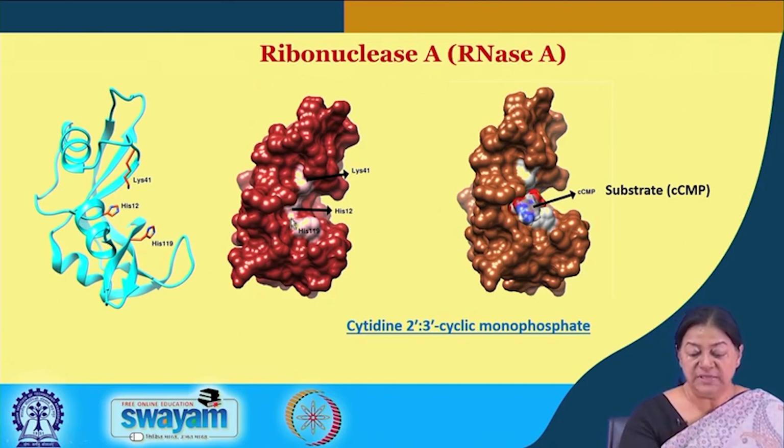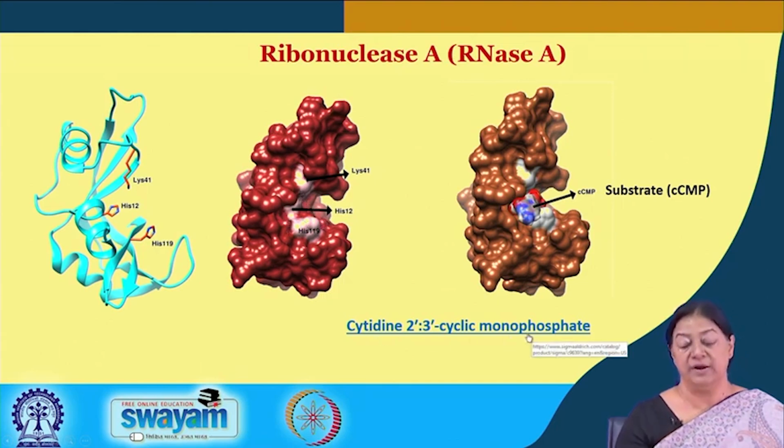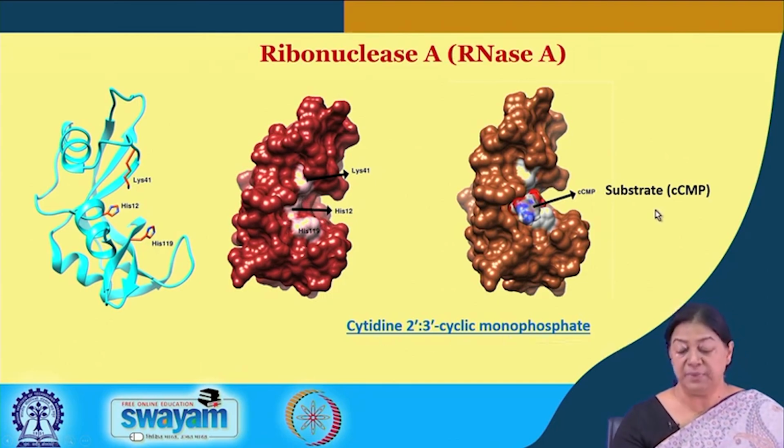So, if we look at the basic pocket where the substrate is going to bind, this is a specific substrate of RNase A. We call it CCMP. Here you can see ribonuclease A bound to the substrate, and what do we see? We see a perfect fit in the active site of the protein.